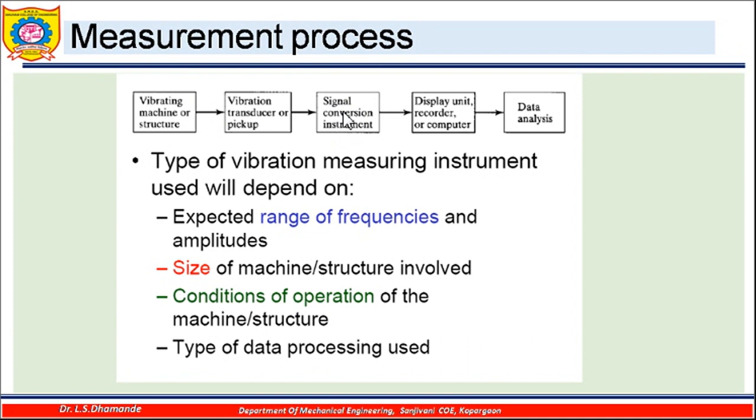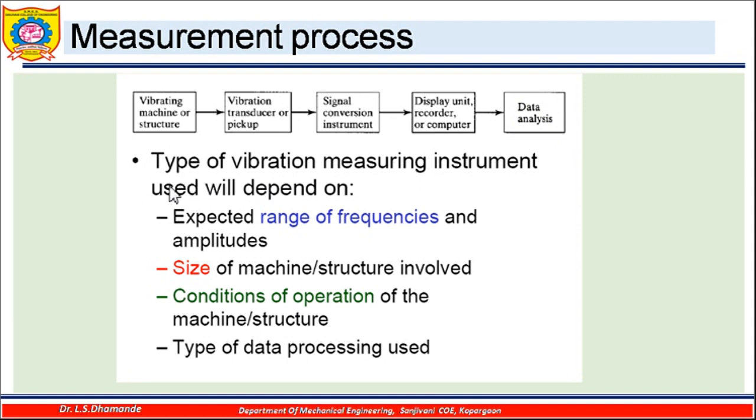Then there is a signal conversion instrument, which converts the electrical signals obtained from the transducer into a form that can be displayed on a display unit, so we can see the value of the vibrations and also record it. Or it can be connected to a computer where we can analyze those vibrations. Once we get this data from the machine, it can be used for analysis, so we can find out the different reasons why the vibrations are occurring, and concentrate our efforts accordingly to reduce those vibrations.